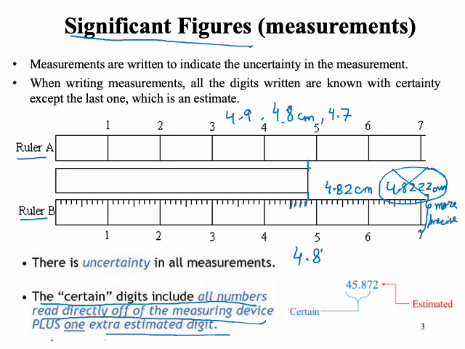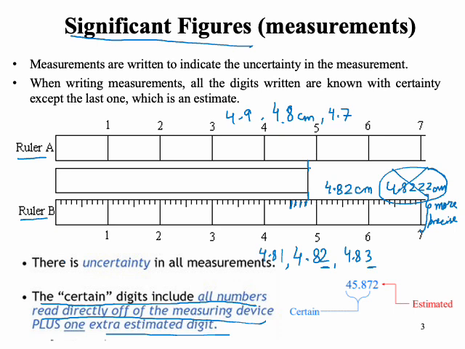So I'll make a guess here. I'll say 4.82. Somebody can say 4.83. Somebody also can say 4.81. All of these values are correct. That last digit depends on how you are making your guess, how you are reading the device. So there is always a level of uncertainty in every measurement, and that uncertainty is given by the last digit that you see in your number.